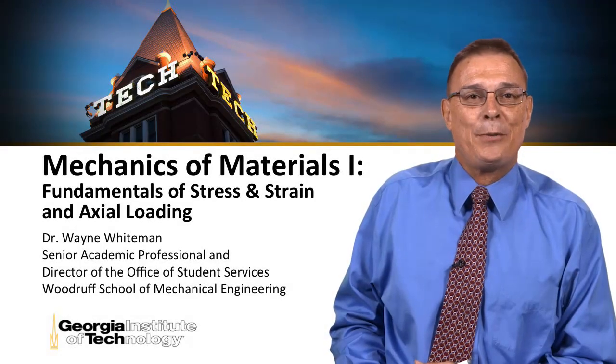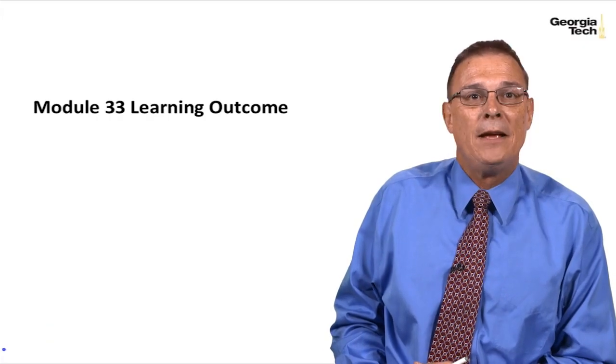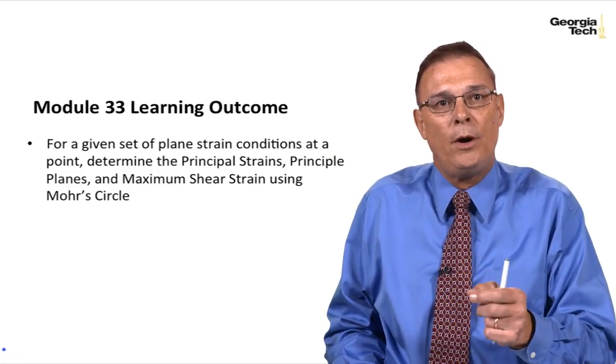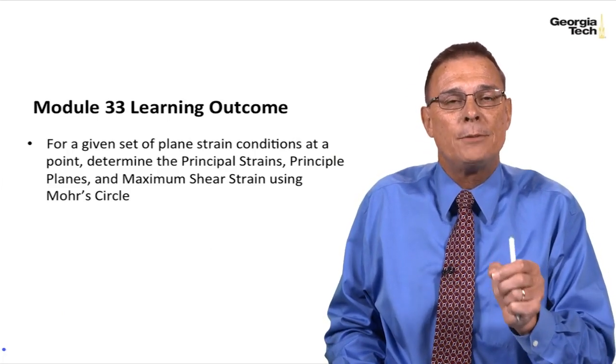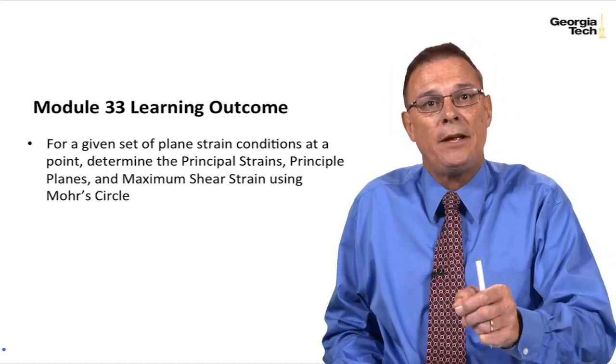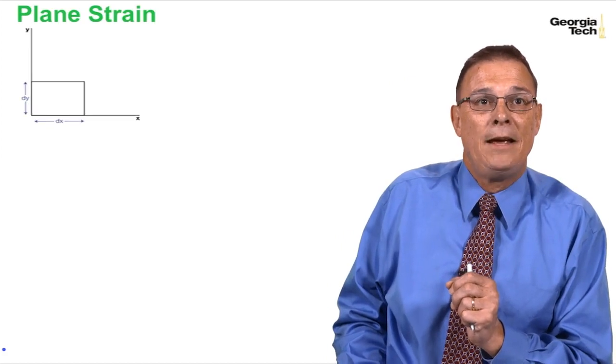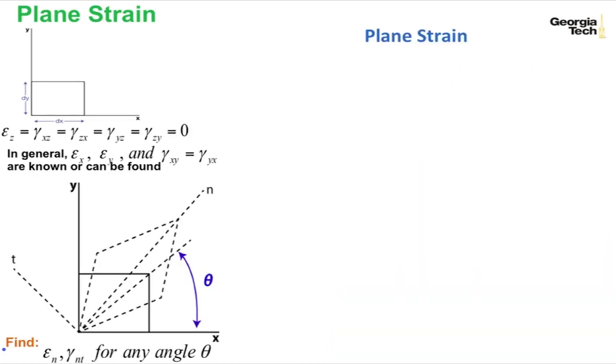This is Module 33 of Mechanics of Materials, Part 1. Today's learning outcome is, given the plane strain conditions at a point, we're going to determine the principal strains, the principal planes, and the maximum shear strain using Mohr's circle. And so here's where we left off last time.